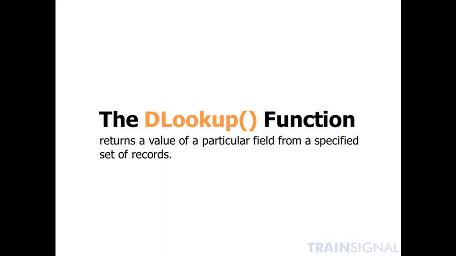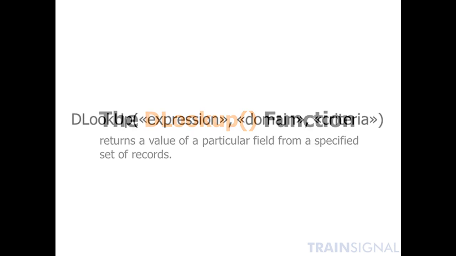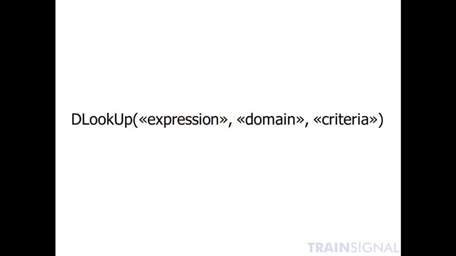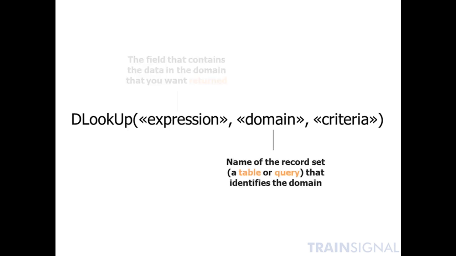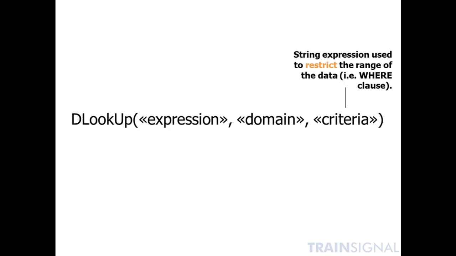The DLookup function returns a value of a particular field from a specified set of records. It has two required arguments and one optional argument. Expression represents the field that contains the data you want returned. Domain is the name of a domain, namely a table or a query. And criteria is the optional argument that is used to restrict the range of data.